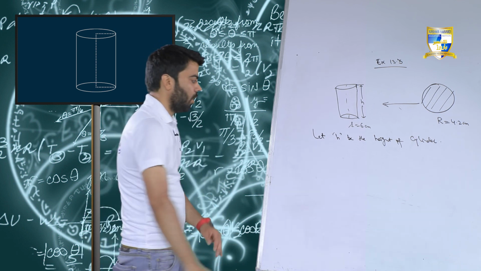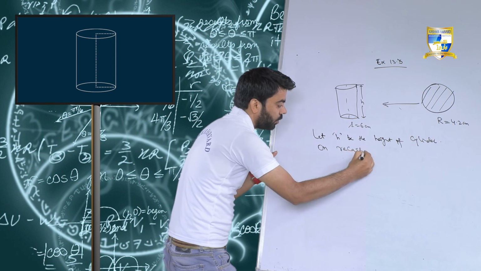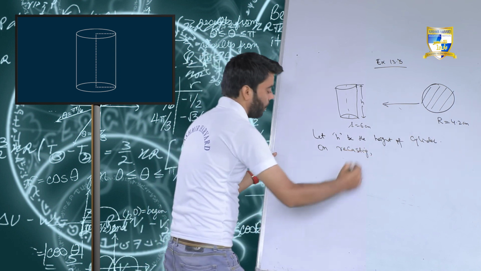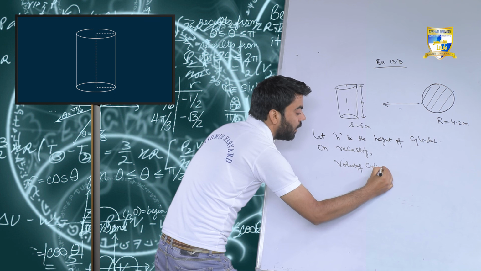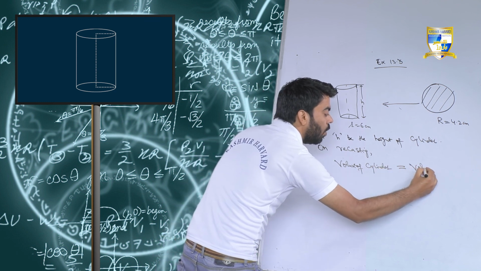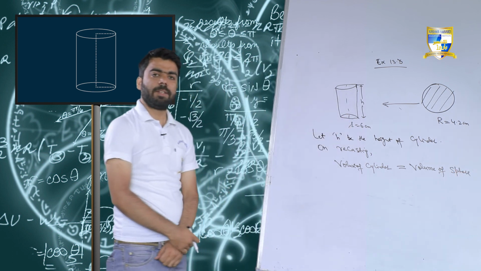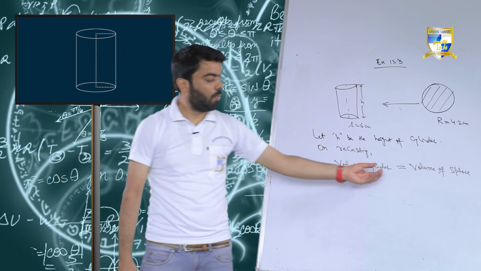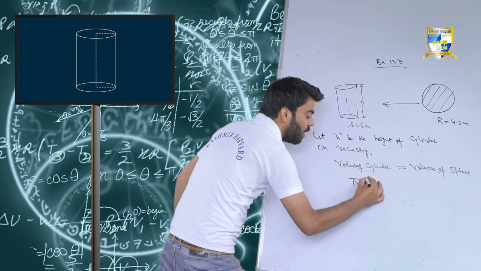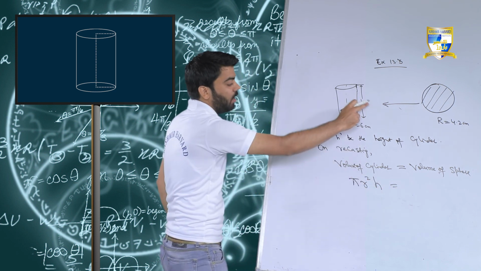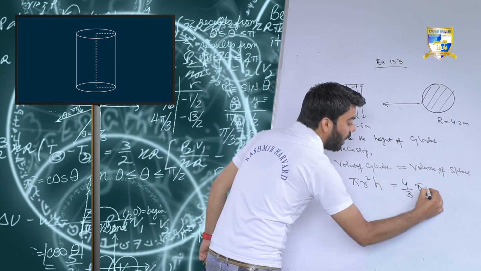Right? I will write here one word: on recasting, volume of cylinder will be equal to volume of sphere. Right? Volume of cylinder will be equivalent to volume of sphere. So volume of cylinder, we all know, is pi r square h. H is here and small r is here. And then it's equivalent to 4 by 3 pi r cube.